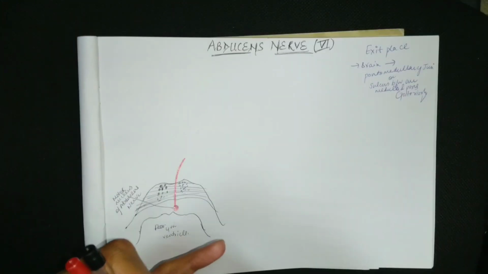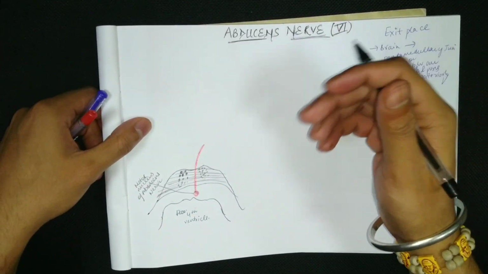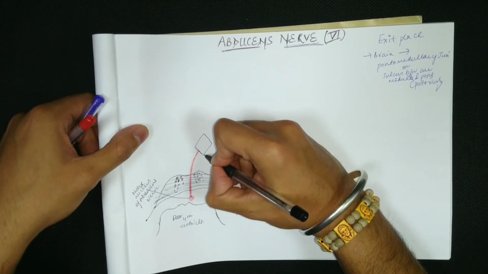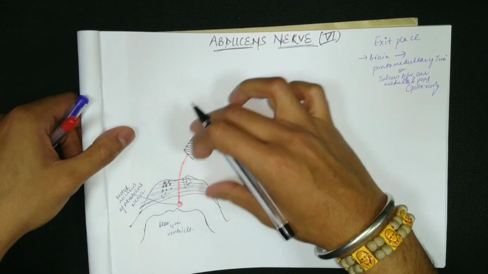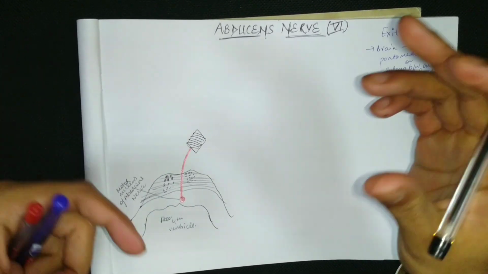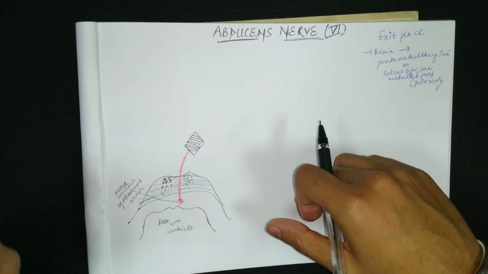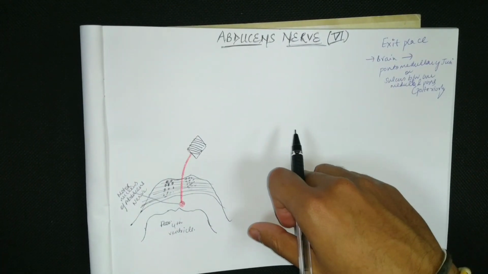From here the nerve goes to the dural venous sinus, that is your cavernous sinus, which we have discussed earlier. Other nerves and one artery also pass through the sinus: the ophthalmic and maxillary branches of the trigeminal nerve, the oculomotor and our trochlear nerve, and the abducens, and one artery, that is your internal carotid artery.